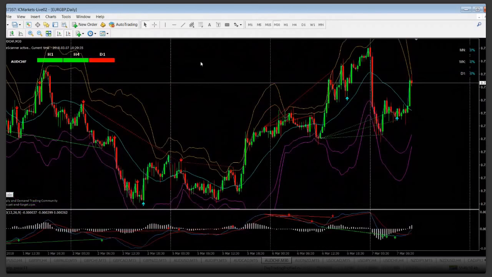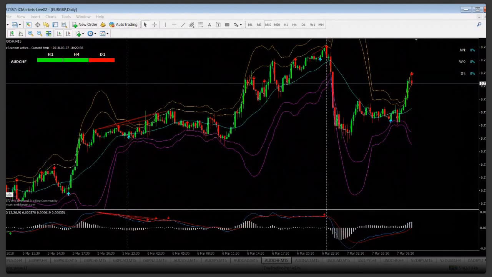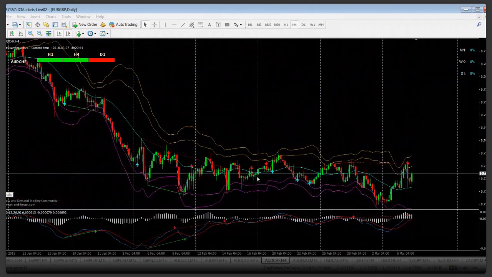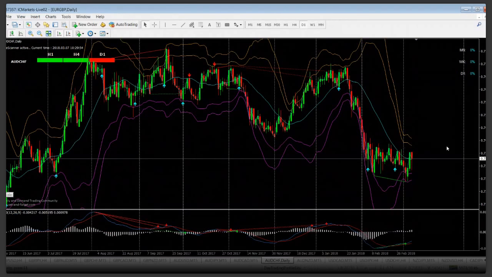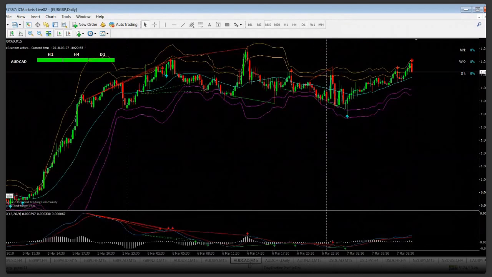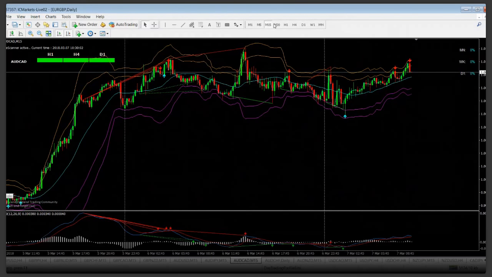So Aussie Swiss franc sell signal. No. Well, let's just look at it. What's happening? Very much sideways movement. You really want to be taking this trade at the top of that sideways movement there. Oh, so Aussie CAD. Okay, so I'm making this for a small sell trade. Stop loss will be Aussie CAD 15-minute, 1-hour charts.